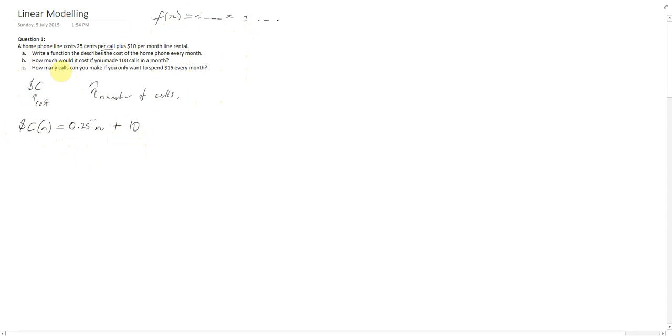So that's part A done. We have written a function and it describes the cost of the home phone every month.